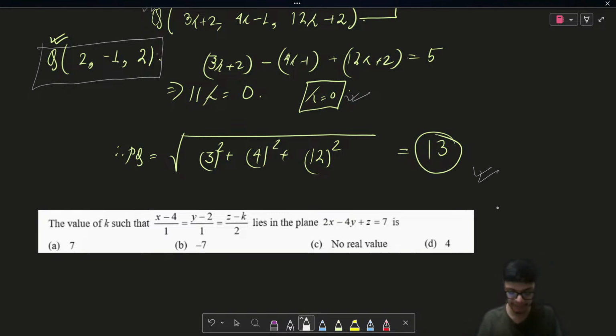Is this clear? Hostel diaries, I have repeated for you. Hostel diaries, I think it is clear now. Okay.